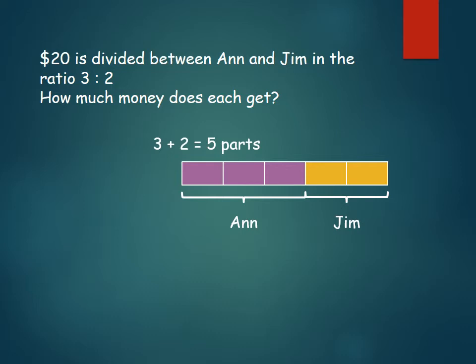How will we know how much money each will get? We know the number of parts is 5 and we know the amount, so we will find the value of one part. How? We will divide 20 divided by 5 equals $4. So each part will get $4. So how much will Anna get? Yes, Anna will take $12, while Jim will take $8.